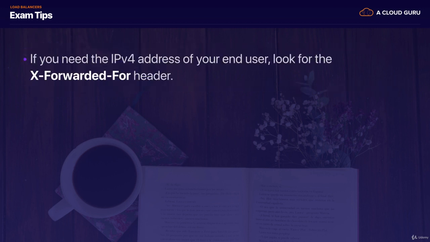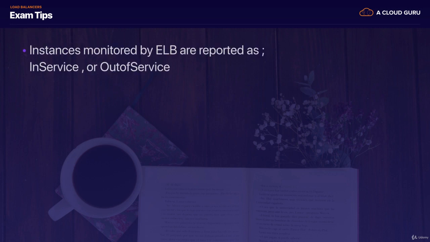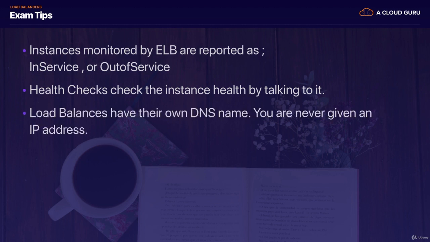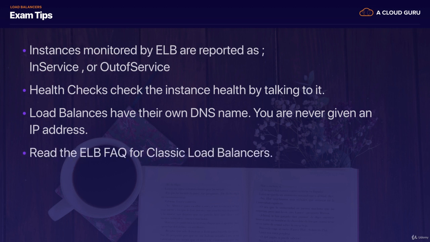Moving on, we learnt that with classic load balancers, if you need the IPv4 address of your end users, you need to look for the X-Forwarded-For header. We then also learned that instances monitored by Elastic Load Balancers are always reported as either in service or out of service. And you can put health checks, which check the instance's health by talking to it. We did that with the healthy.html file. And then load balancers always have their own DNS names. You are never given an IP address. And by that, I'm just talking about application load balancers as well as classic load balancers. You can get a static IP address for a network load balancer.